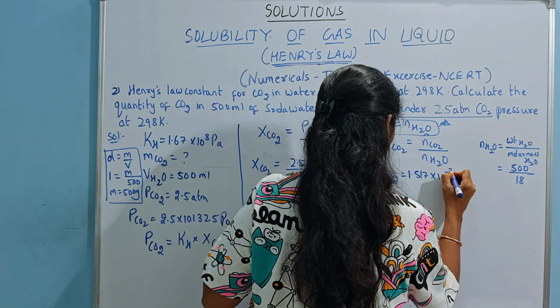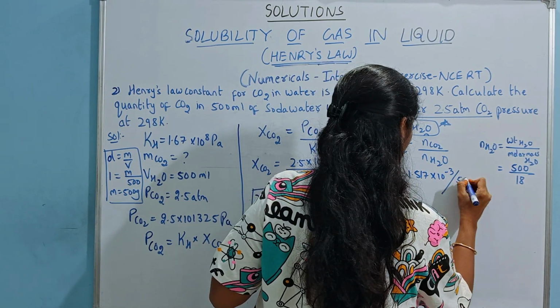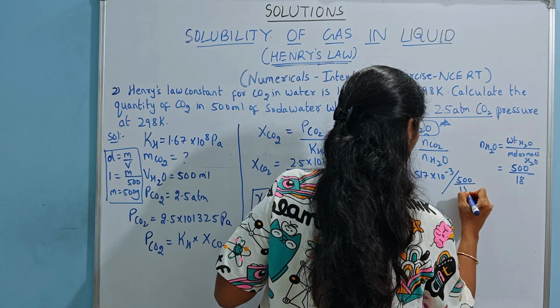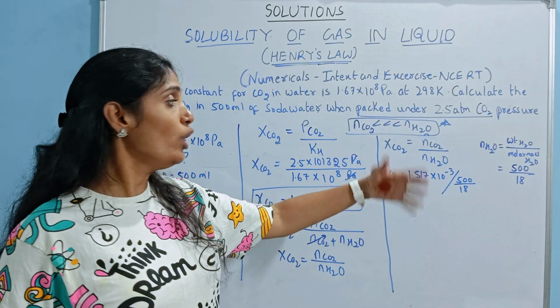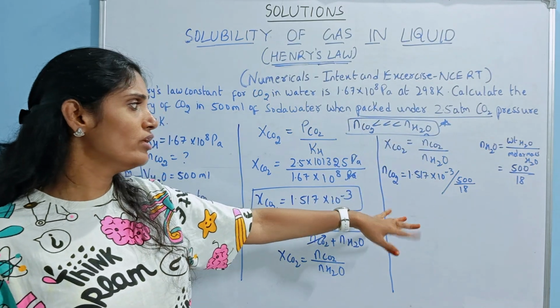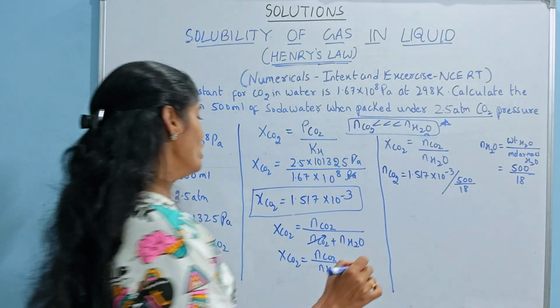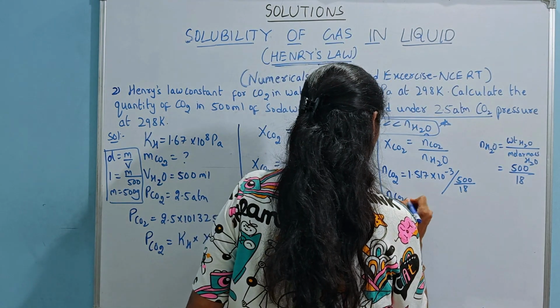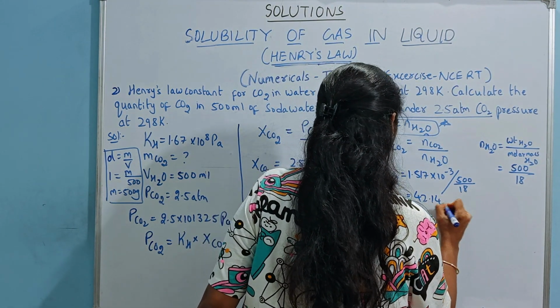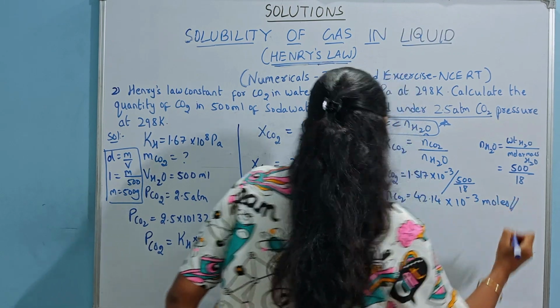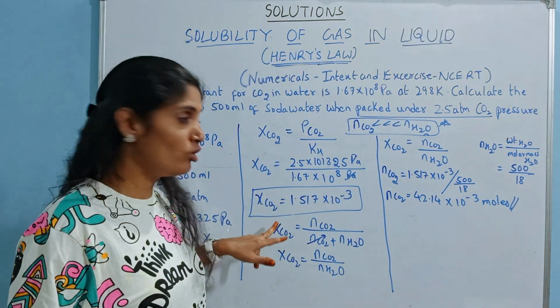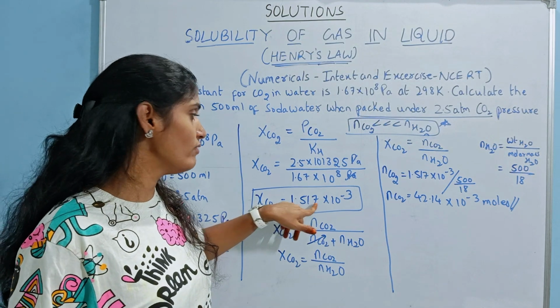1.517 into 10 to the power of minus 3 divided by 500 divided by 80. Okay, 500 divided by 80. Now if you solve this, you will get your number of moles of CO2, which will come to 42.14 into 10 to the power of minus 3 moles. So first I have found out the mole fraction of CO2, which was 1.517 into 10 to the power of minus 3.